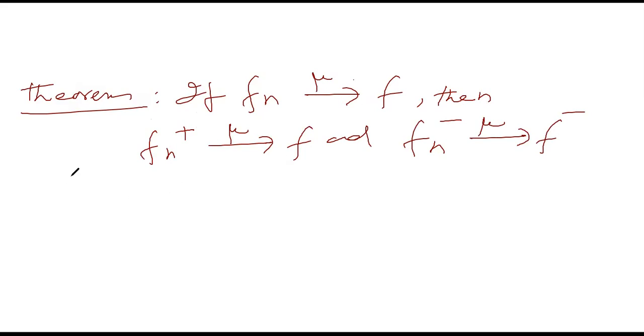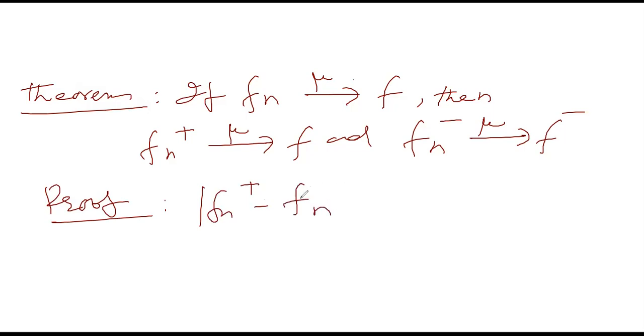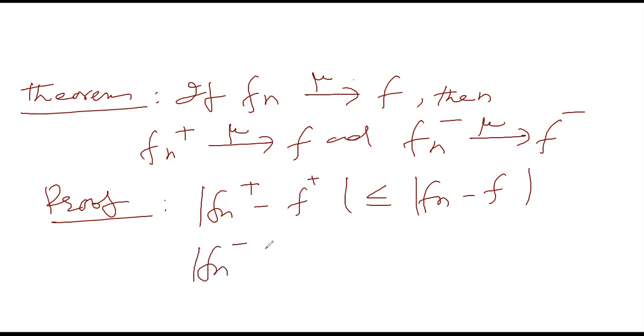Okay, so the proof follows from this inequality, and the rest you can do yourself. You have to verify this inequality also, which is mod of fn plus minus f plus is less than or equal to mod of fn minus f, and the second is mod of fn minus minus f minus is less than or equal to mod of fn minus f. So these are simple inequalities. You prove these inequalities first, then you can easily verify this one.